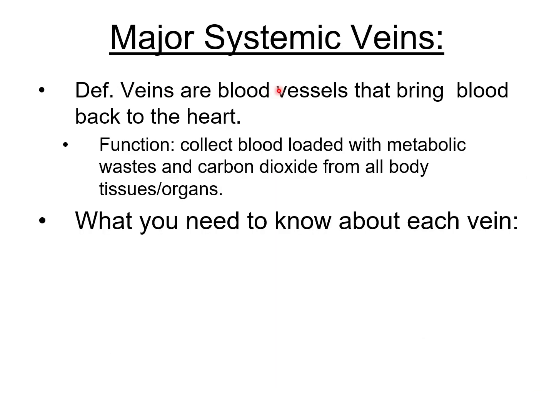Remembering that veins are the blood vessels that convey blood back to the heart. They are the volume reservoir. So we're normally talking about carbaminohemoglobin, a little bit of metabolic waste, urates and that sort of thing, nitrogenous waste and so forth. So what do you need to know about each vein?